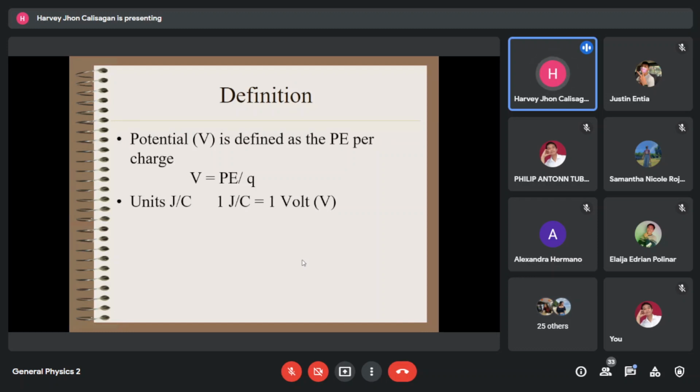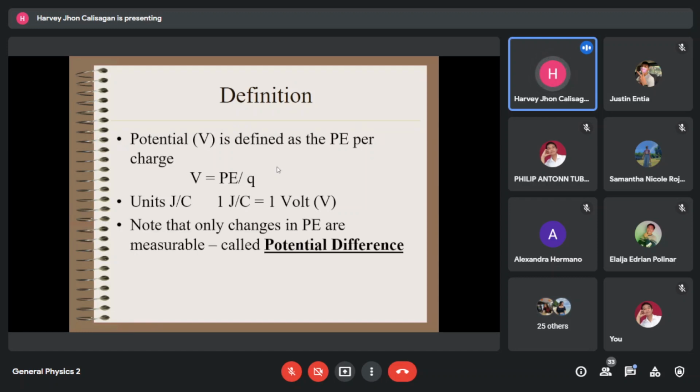Okay, so J per C, because the unit for the electrical charge is the Coulomb. So we have joules per Coulomb, or volts.